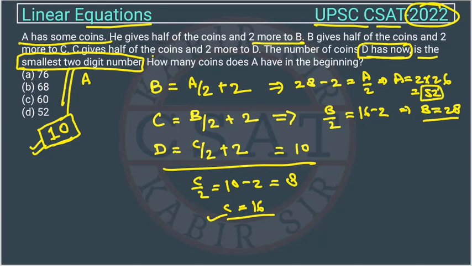Right. So what are they asking? How many coins does A have in the beginning? So A is having 52 coins. Right. So the answer is option B. Okay. So the main trick in this question is this one. Right. If you can understand this, you can solve this question very easily.